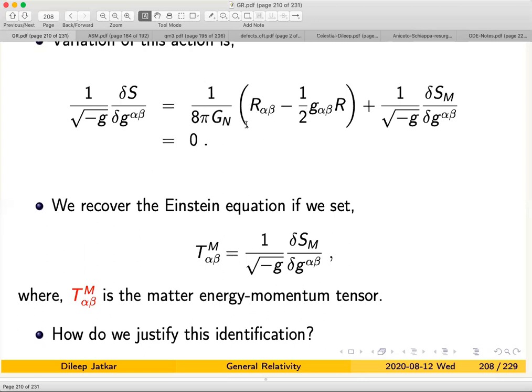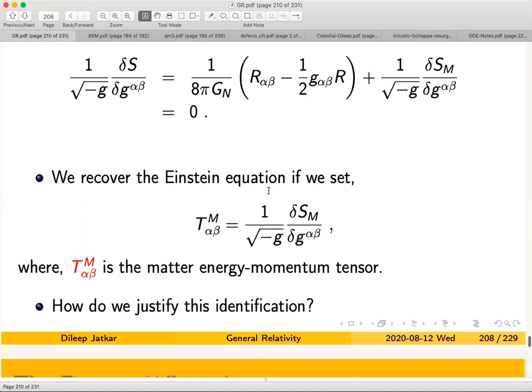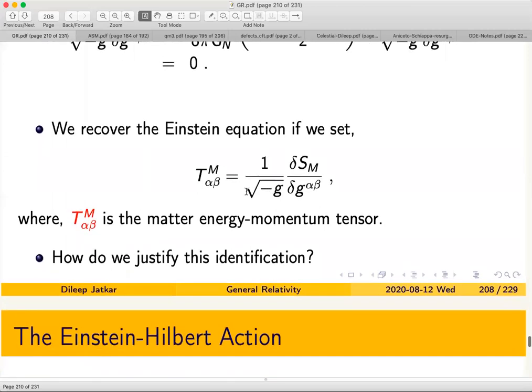Okay, sir. So after all, this is just delta g alpha beta of S gravity, right? So you can just use this definition to write that expression.